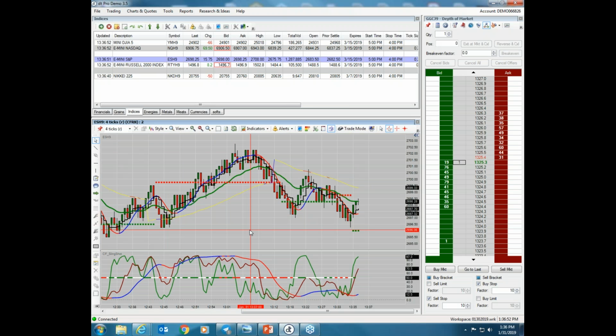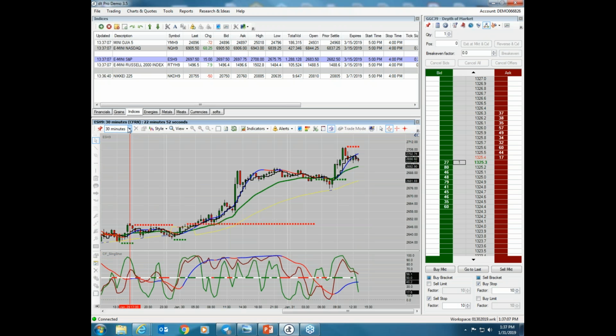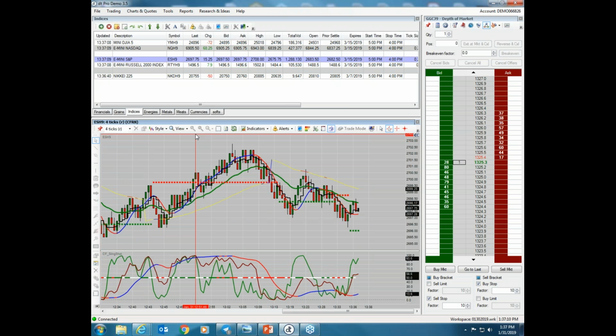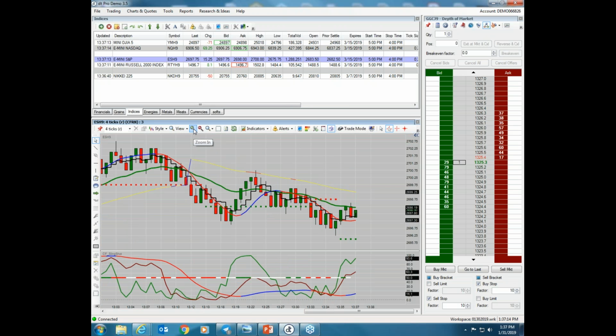So, number one, are we trending? Are we making higher highs or lower lows? And number two, in doing so, you better get in the habit of hitting the zoom out button. I'm not asking you to go to a 5-minute or a 30-minute. Just zoom out. It might make the difference between you making money or losing money on a particular trade. So that's step number one.